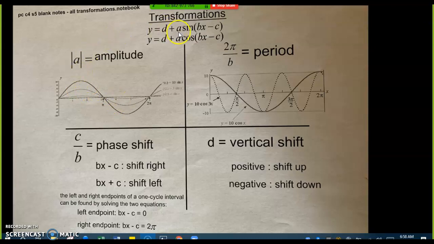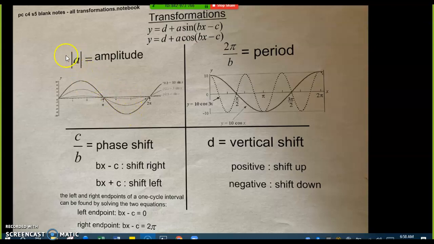When I multiply a number by the trig function, which is where a is located, it changes the amplitude. And so the amplitude becomes a. So instead of being at 1, now my maxes and my mins are at a higher or lower point.